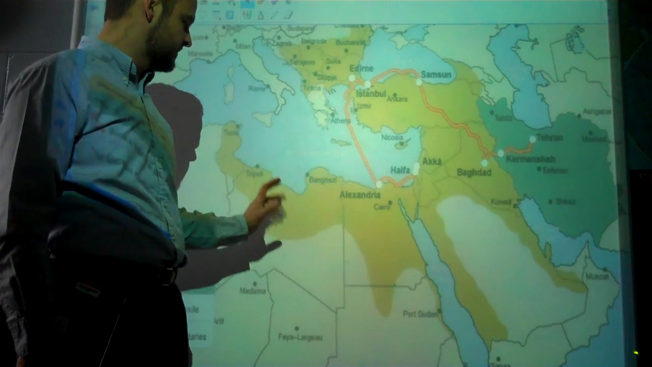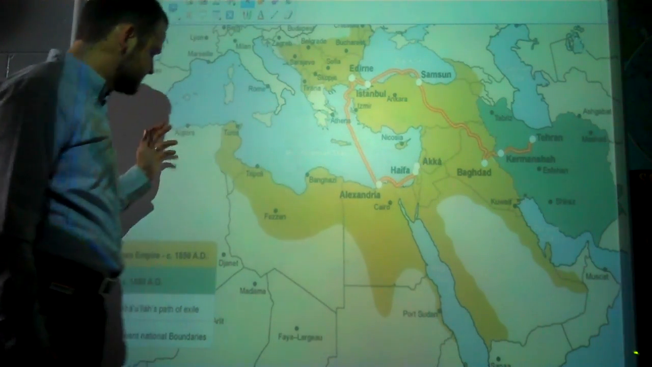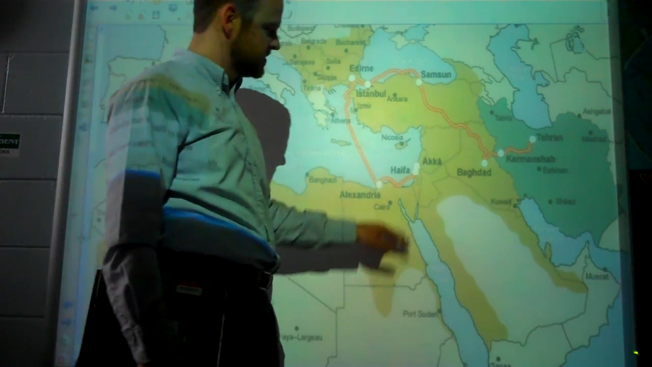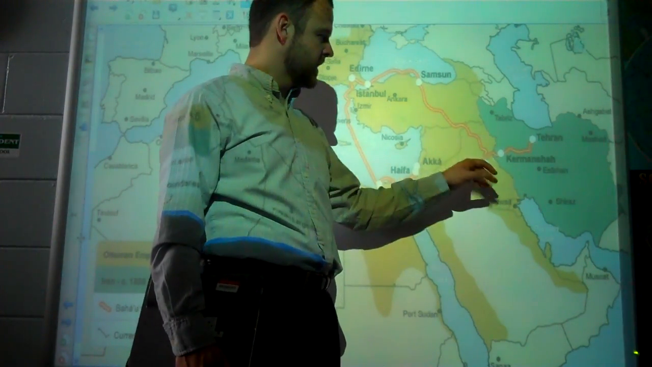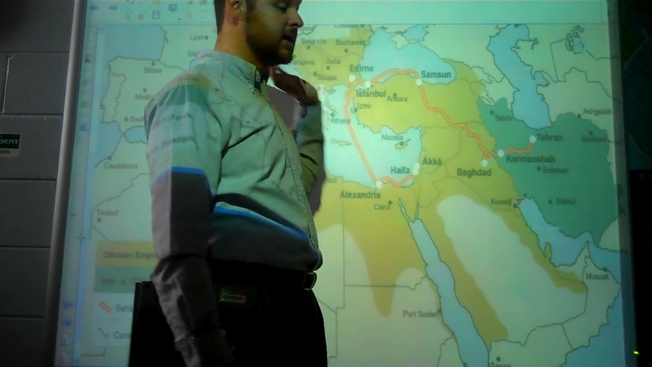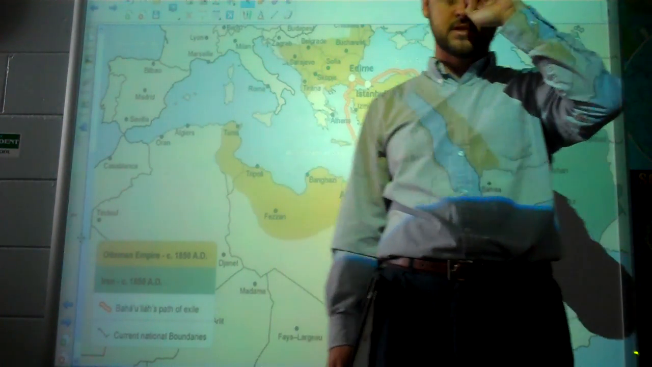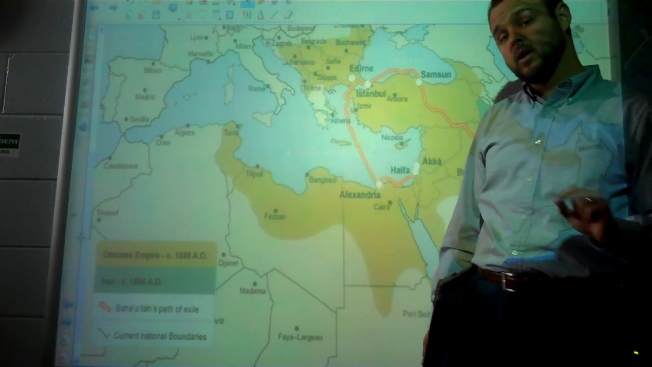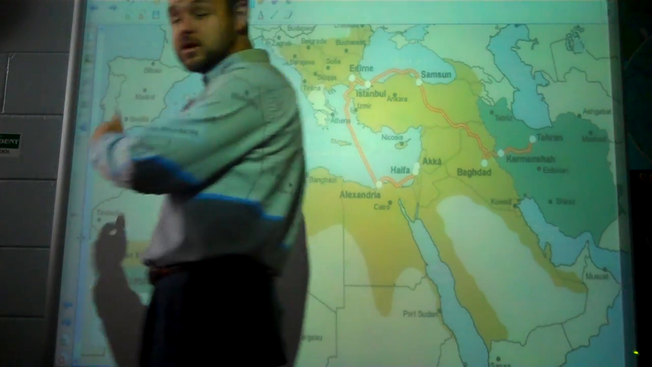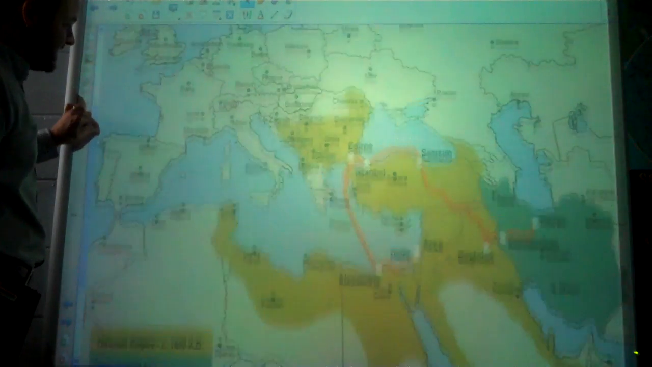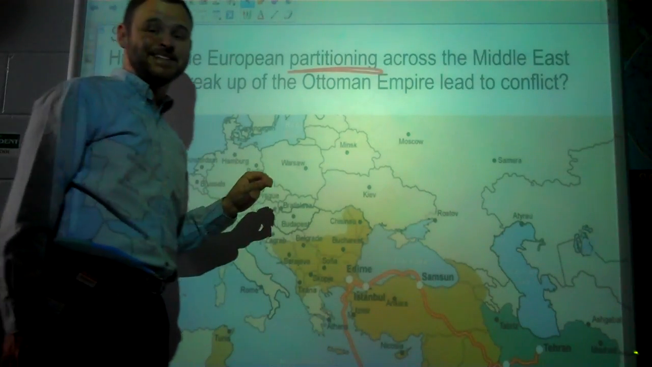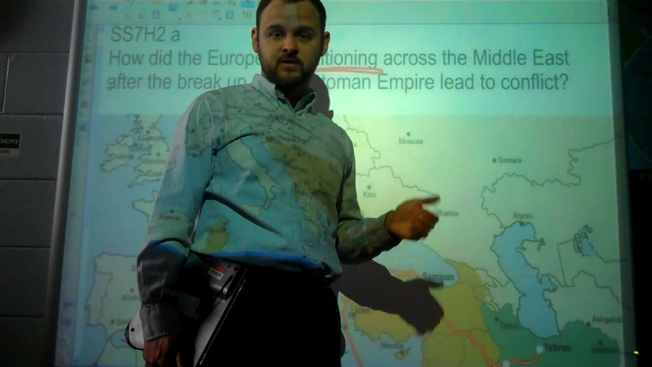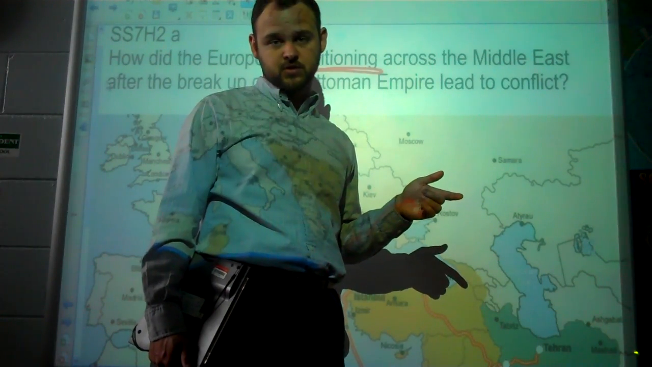And what they did is they ended up separating these sections of the old Ottoman Empire into sections that we now know as countries. And each one of those sections now becomes a modern-day country as we know it today. The problem with that was, when the Europeans partitioned the old Ottoman Empire, they did not consider ethnic groups, nor did they consider religious groups.